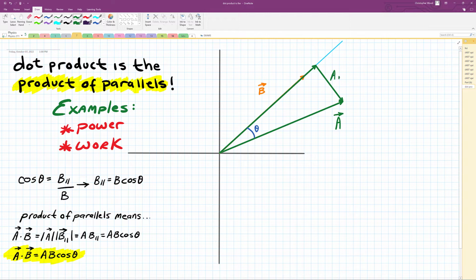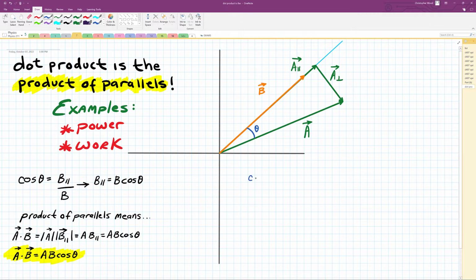I'll label this A perpendicular. Again, the component of vector A that's perpendicular to vector B, and here is the component of vector A that's parallel to vector B, A parallel. That's not the number 11. Let's do the same thing.